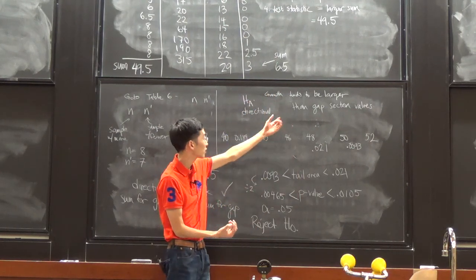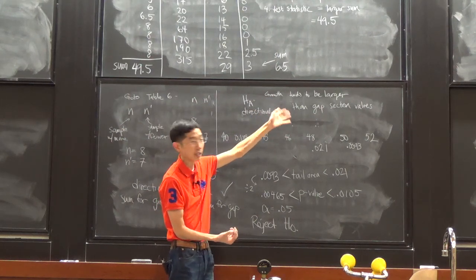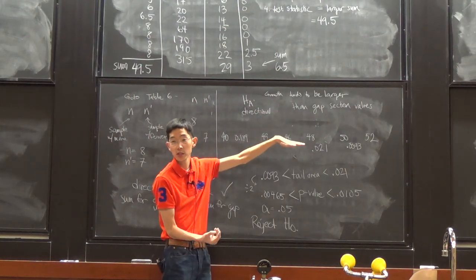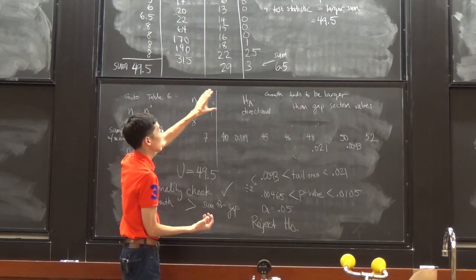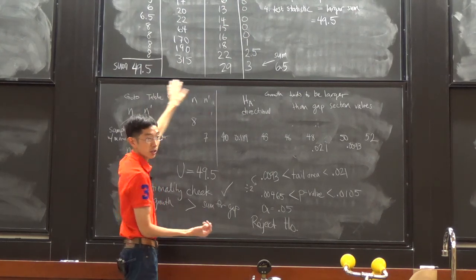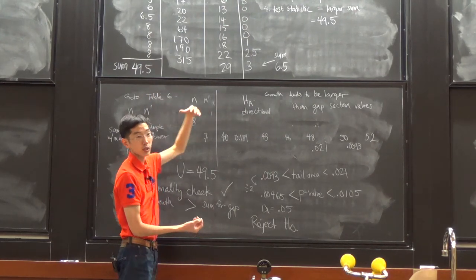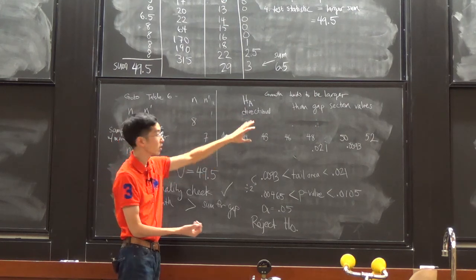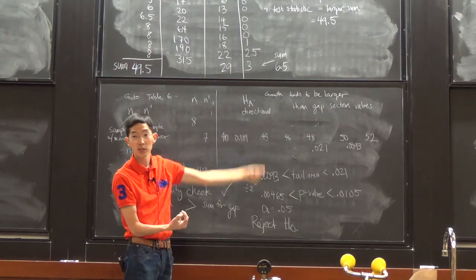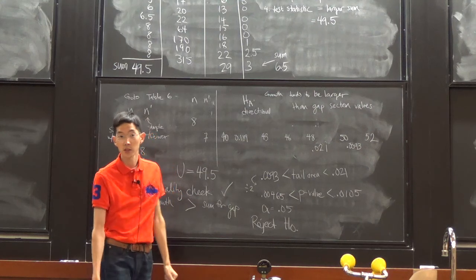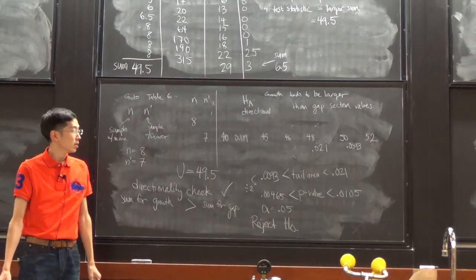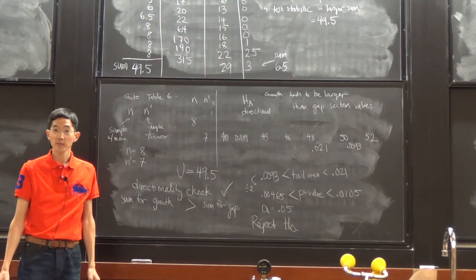Now if my alternative said the gap values tend to be larger than the growth values, when I look at the sums, I would see that the gap sum is smaller than the growth sum. So then it would not pass the directionality check if I had written the flip side as our alternative. Okay. Is that all right?